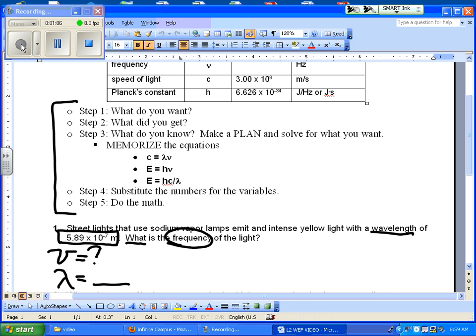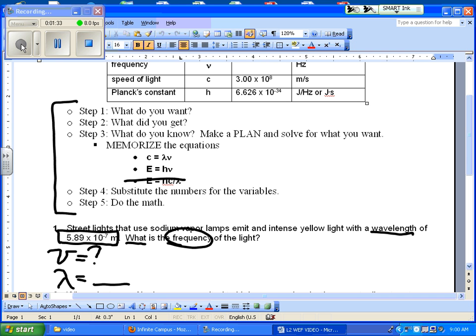I'm just going to hit step 3, which is, what do I know? What I know is a bunch of formulas. I also know some constants. So I want to go ahead and make a plan to solve for what I want. Well, I know my equation has to have frequency in there. So it could be the first one, could be the second one. It's not the third one because frequency doesn't even show up.